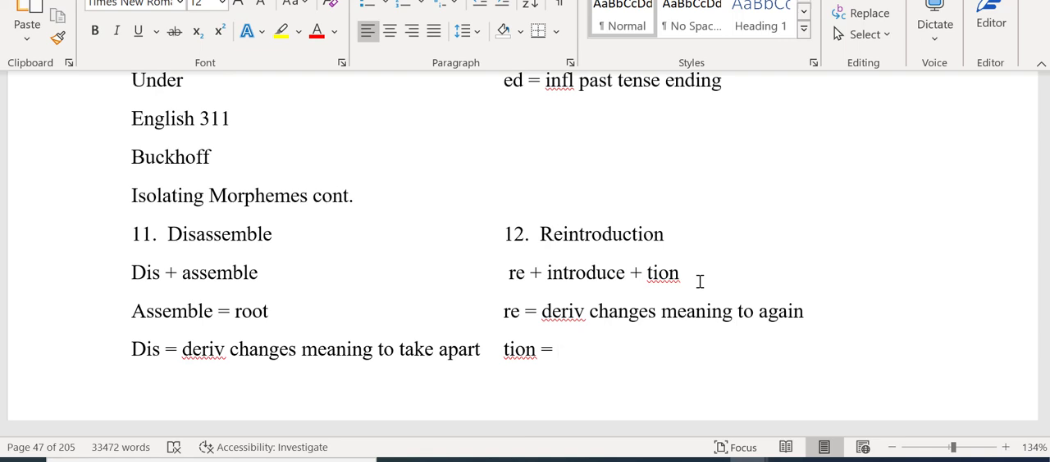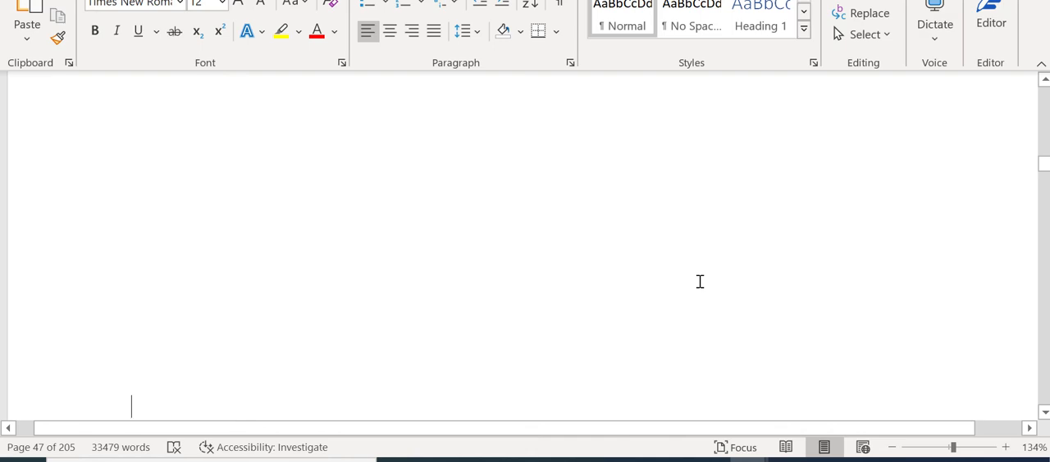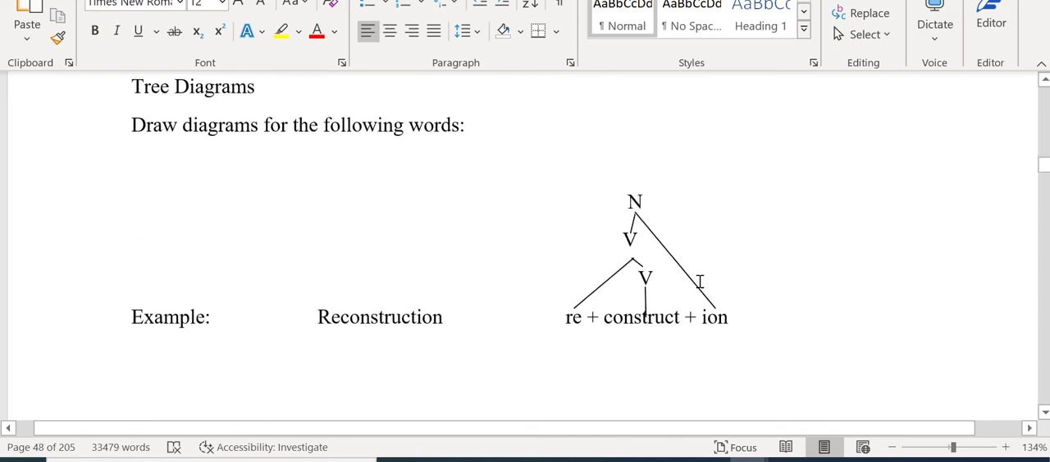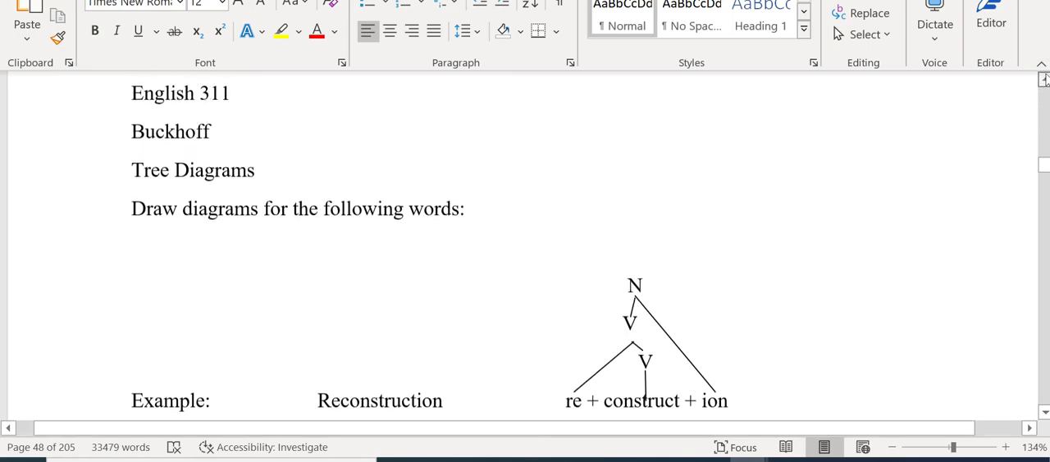So we'll say tion is derivational, changes meaning to. No, changes from a verb to a noun. That's what we can say on that. And that's good. So that's what I wanted to cover today.